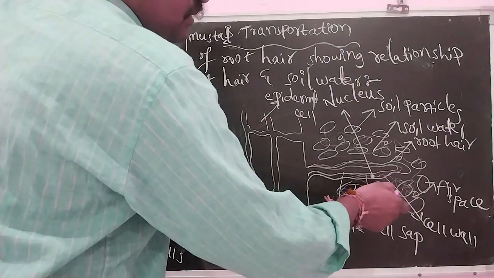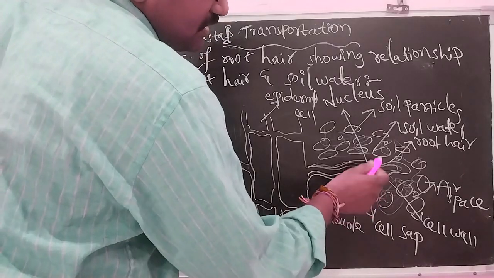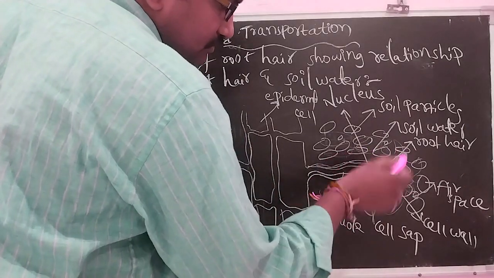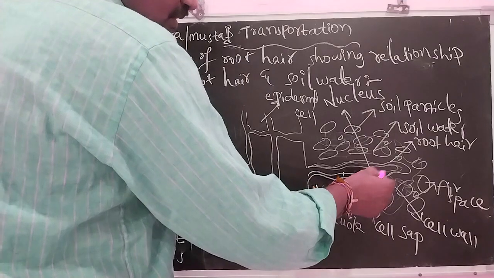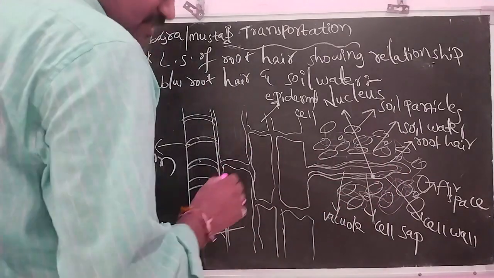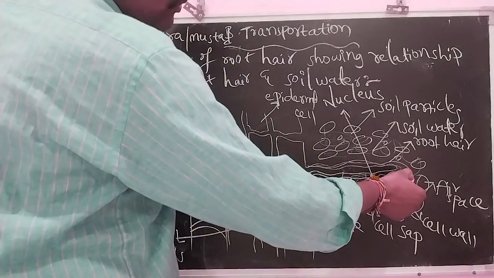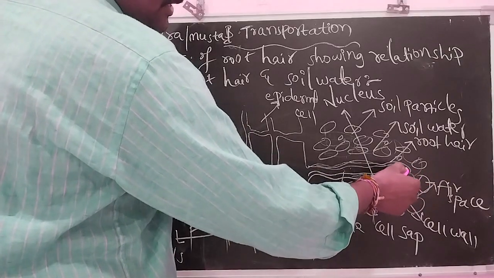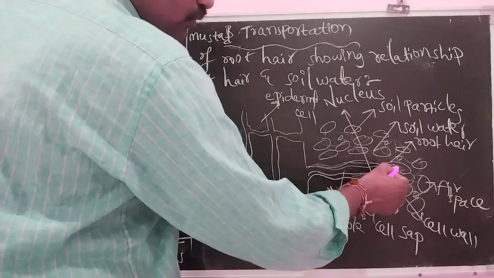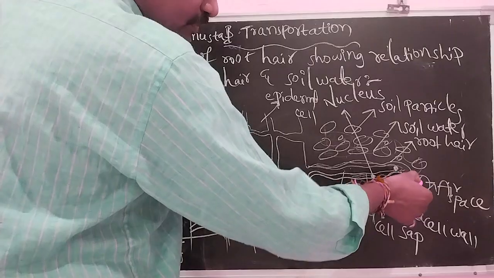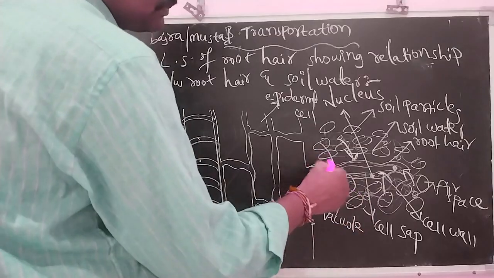More water is present in the surrounding soil, which is diluted, meaning a higher water concentration. Whereas in the root hair, a concentrated salt solution is present compared to the surrounding water. According to osmosis, water moves from high concentration to low concentration. So water moves from the soil into the vacuole of the root hair.